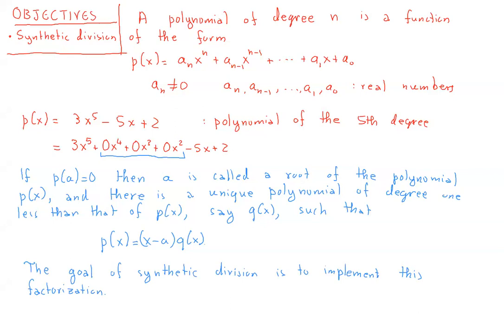Okay, so how is synthetic division done? It's actually a good idea to explain it through examples, and maybe much easier to learn too. So consider the polynomial p of x is equal to x cubed plus 2x minus 3.